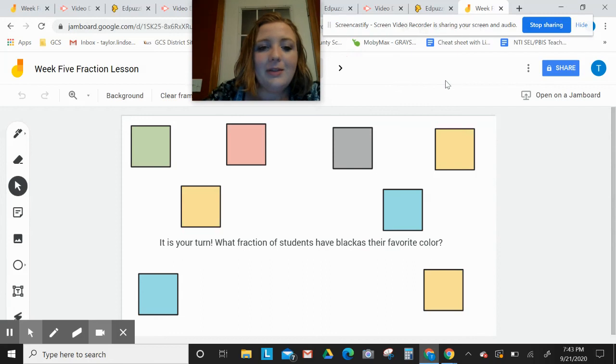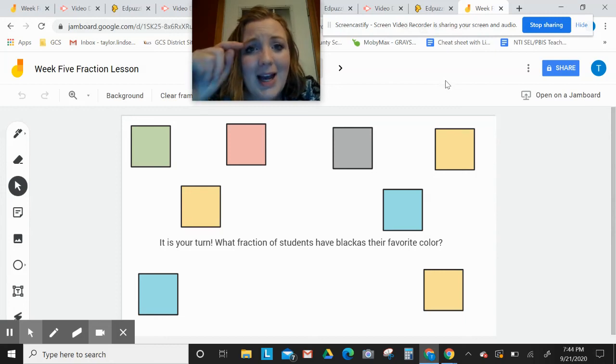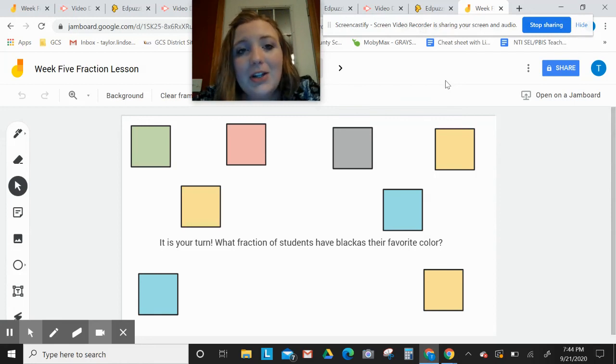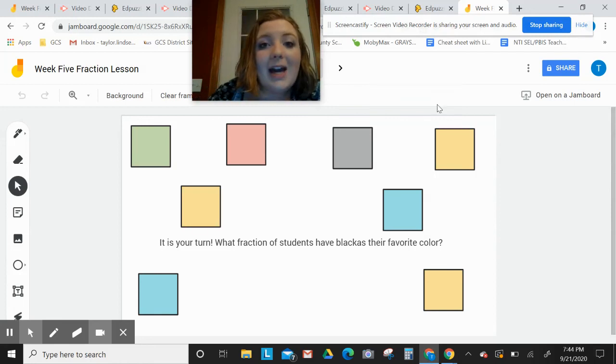It is your turn. What fraction of students have black as their favorite color? And remember, I think they're using gray as black. When I created this, it was the closest thing I could get to black, so we were going to use this gray as black. Go ahead and answer that question, and then you can press continue.